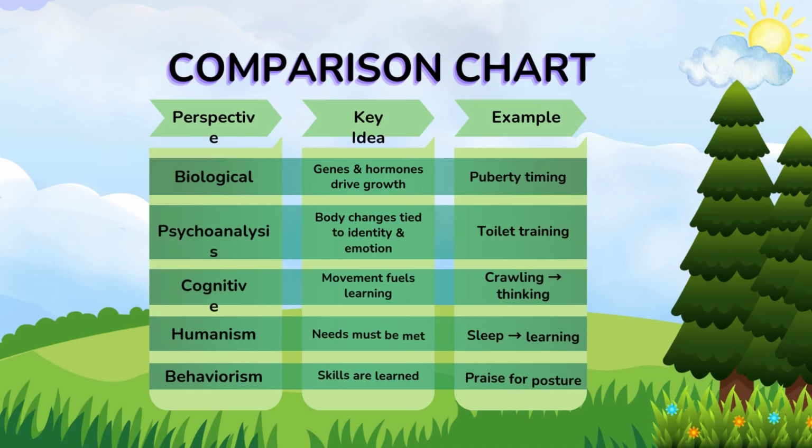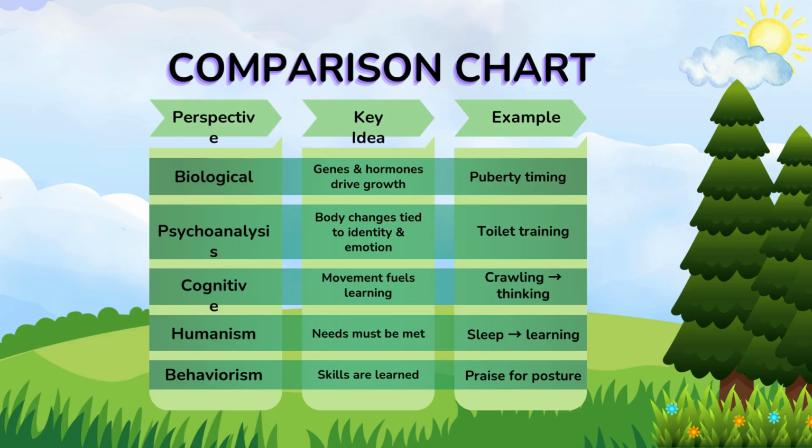This chart brings everything together. Each perspective highlights a different side of physical development. Biology explains timing and sequences. Psychoanalysis explains how physical tasks connect to emotions. Cognitive theory shows how action and thought work together. Humanism stresses that physical well-being supports all other learning, and behaviorism explains how environment shapes habits. Alone, each theory is limited, but together, they give us a complete picture.